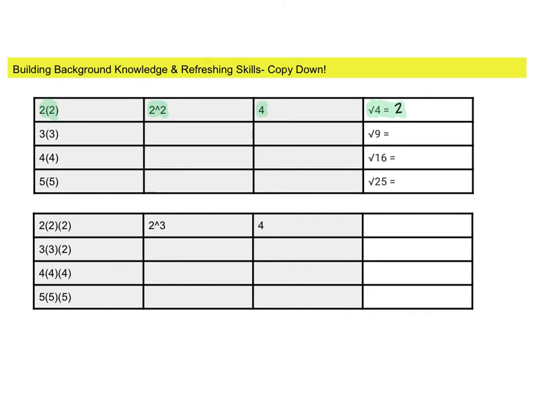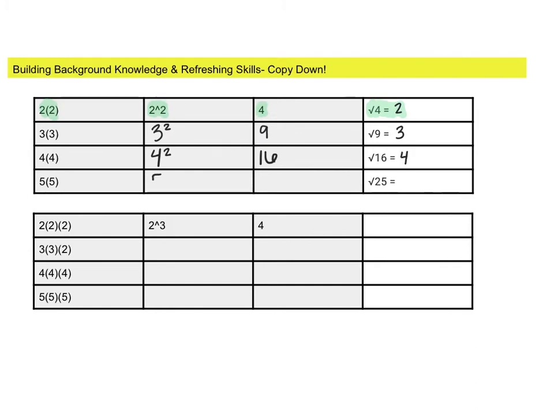The next row. 3 times 3. That is the same as saying 3 squared. And 3 squared is 9. So the square root of 9 is 3. Kind of work backwards on that last row. Third row, 4 times 4. This is the same as 4 squared. And 4 squared, 4 times 4, is 16. So the square root of 16 is 4.